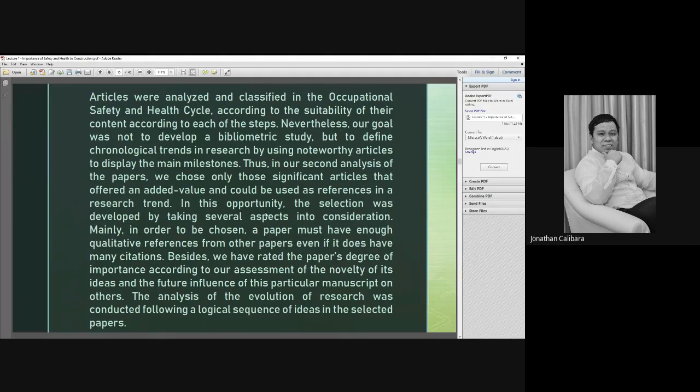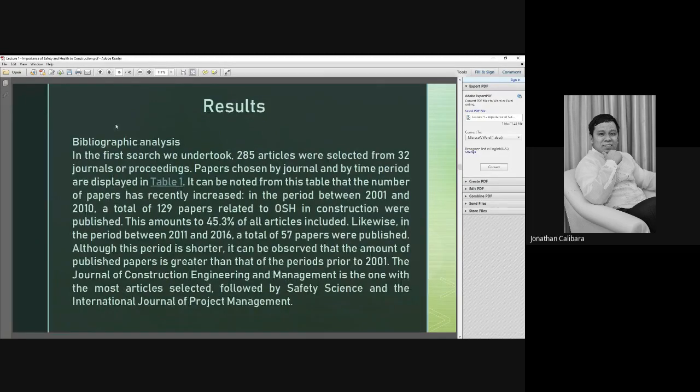This is a continuation of the process. Okay, now let's go to the result. We see a bibliographic analysis. So, bibliographic meaning bibliography, as published, he ran through everything that was submitted. And in the research we undertook, 285 articles were selected from 32 journals or proceedings.